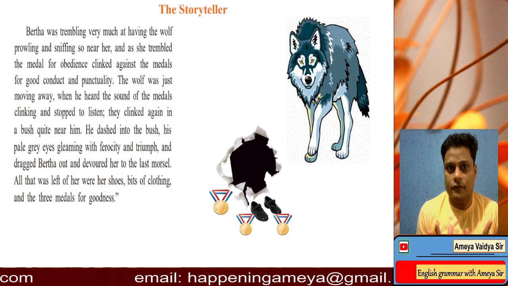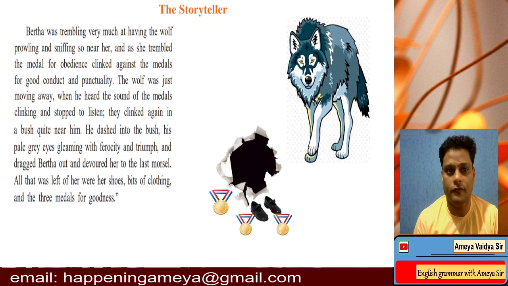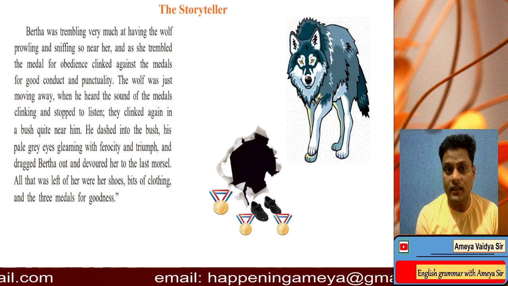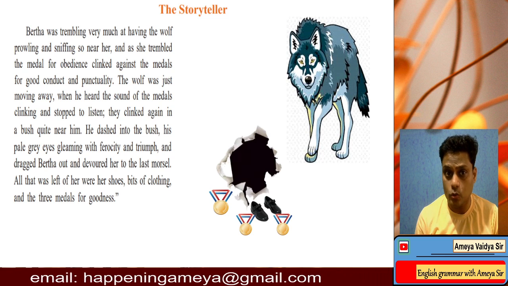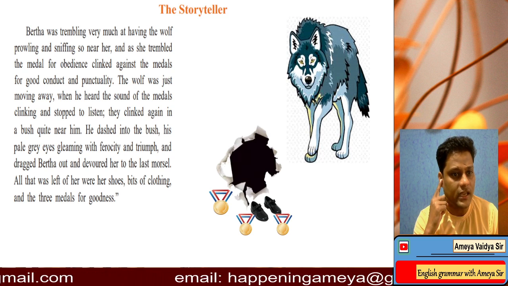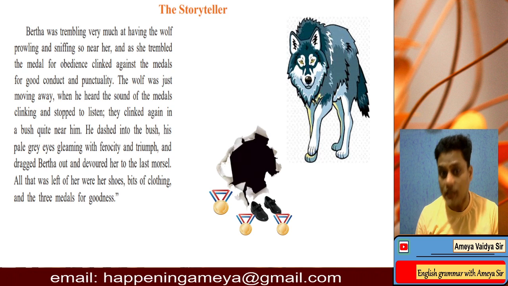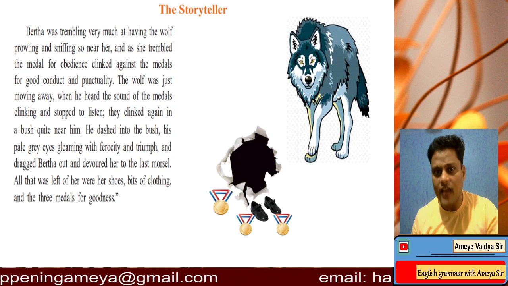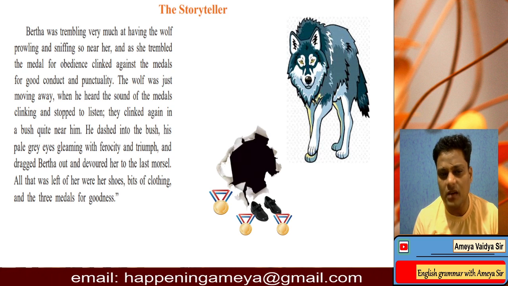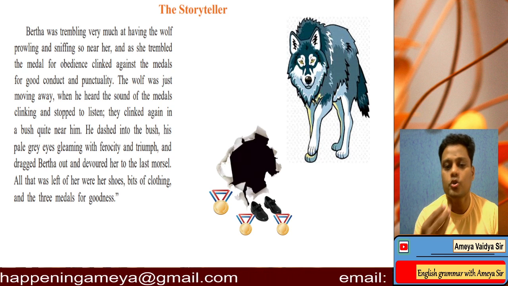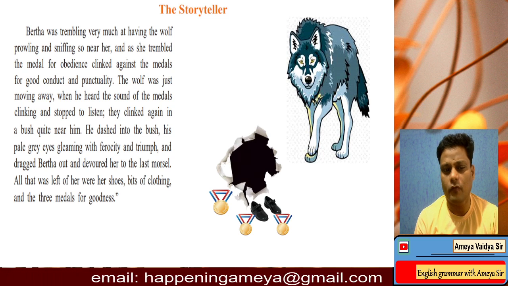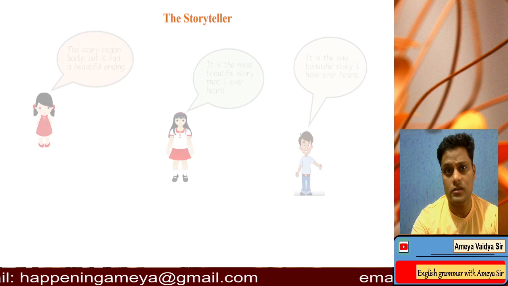Bertha was trembling very much at having the wolf prowling and sniffling so near her, and as she trembled, the medal for obedience clinked against the medals for good conduct and punctuality. The wolf was just moving away when he heard the sound of the medals clinking and stopped to listen. They clinked again in a bush quite near him. He dashed into the bush, his pale grey eyes gleaming with ferocity and triumph, and dragged Bertha out and devoured her to the last morsel. All that was left of her were shoes, bits of clothing, and the 3 medals for goodness.